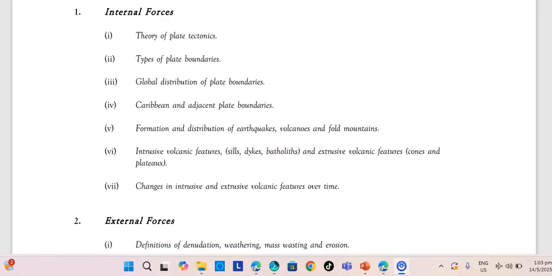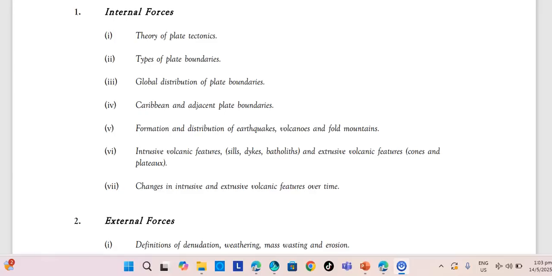Now we're going to look at fold mountains. What do you think fold mountains are? Fold mountains are huge mountain ranges made when the Earth's crust is pushed up and folded. So when the Earth's crust is pushed up and folded, fold mountains are formed. How are they formed? When two plates collide, the land between them is squeezed and folded upward. This happens over millions of years.